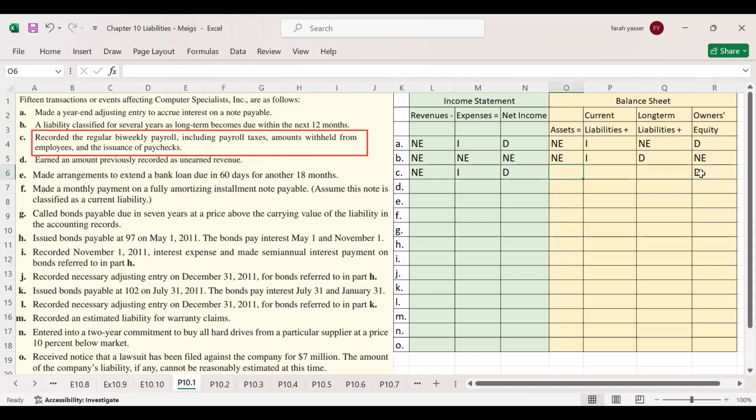Then current liabilities are involved, whereas issuance of paychecks means the cash is also decreased, so the assets are decreased now. Then current liabilities means payroll taxes payable. So current liabilities are increased and no long-term liabilities are involved. So no effect on long-term liabilities.